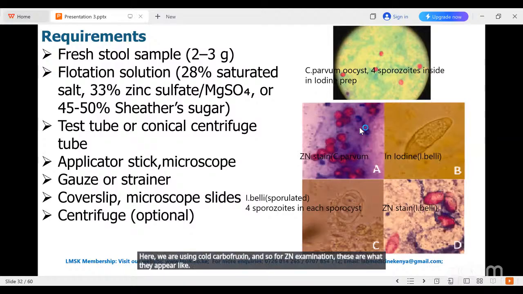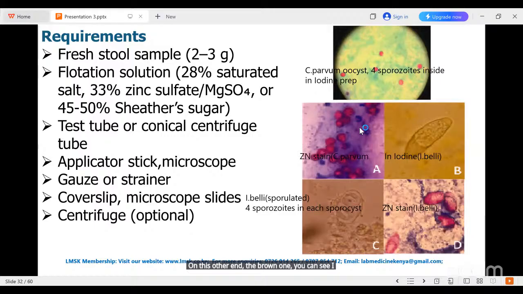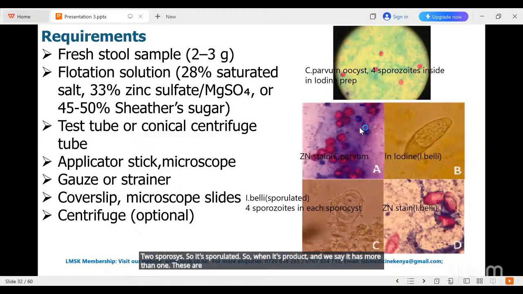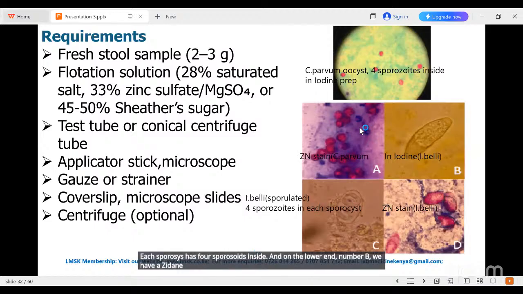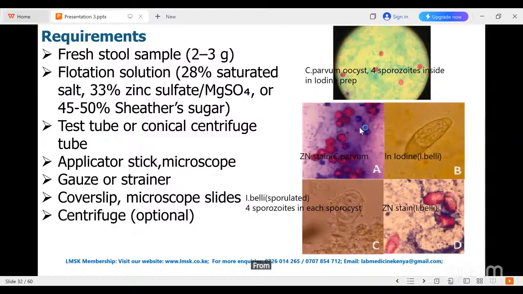On this other end, the brown one, you can see iodine prep for Isospora belli. It's also a coccidian, which has 1 sporocyst, or you can see this lower down here, which has 2 sporocysts. So it's sporulated. So when it's sporulated, we say it has more than 1. These are 2, and each sporocyst has 4 sporozoites inside. And on the lower end, number D, we have a Zn stain for Isospora belli. That's how they look like.